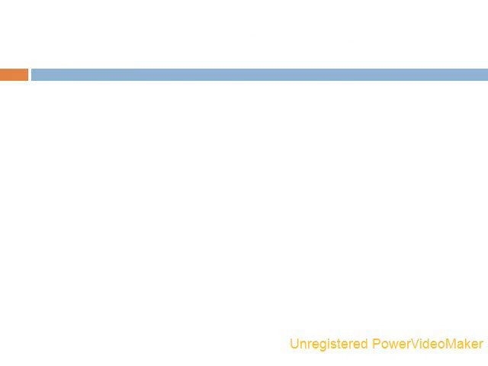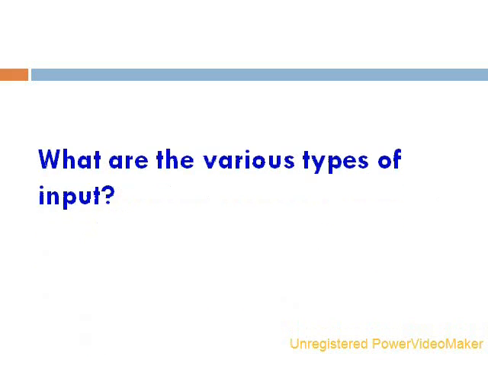Well, we have seen why a computer requires input. Now, let us come to the next question. What are the various types of input? Obviously, you may agree that a computer must be able to use different types of input devices. So, what are these various input devices that we can use on a computer system?